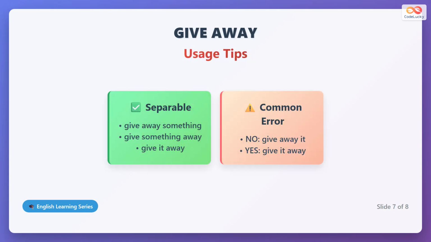Give away is a separable phrasal verb. You can say give away something or give something away. Both are correct. With pronouns, always use give it away, never give away it. This is a common grammar mistake to avoid. Remember the correct word order for natural English.